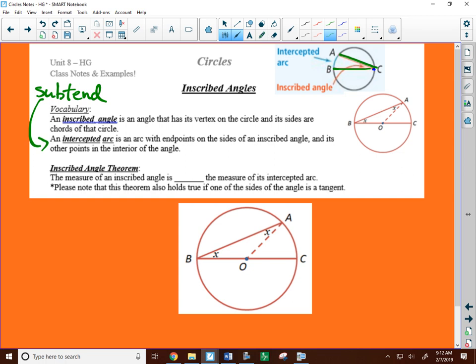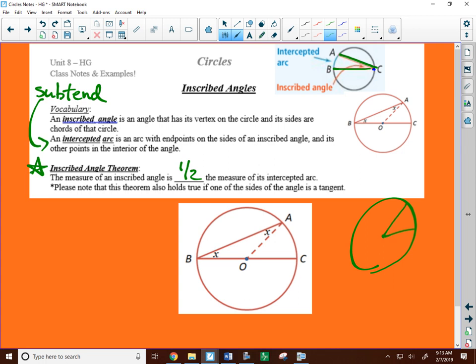All right, now that's what an inscribed angle is. There is one main property, and it leads to all these little theorems, these corollaries. One main theorem: the measure of an inscribed angle is half its intercepted arc.